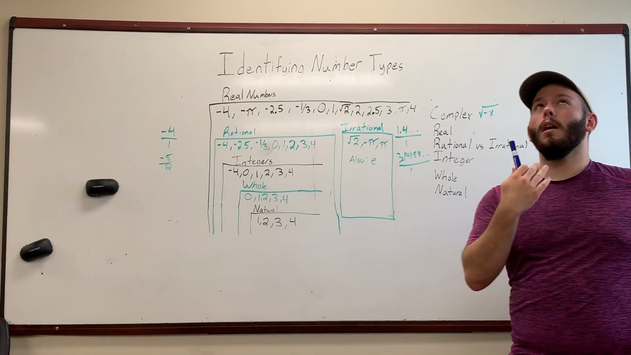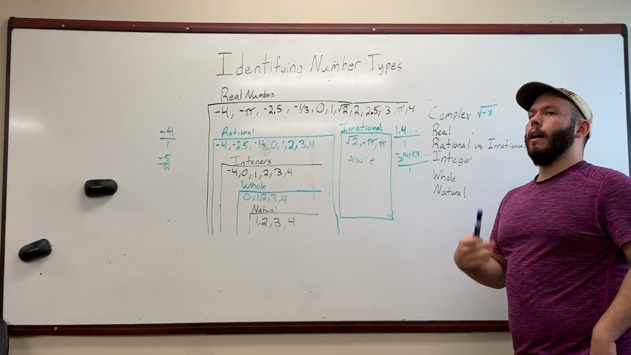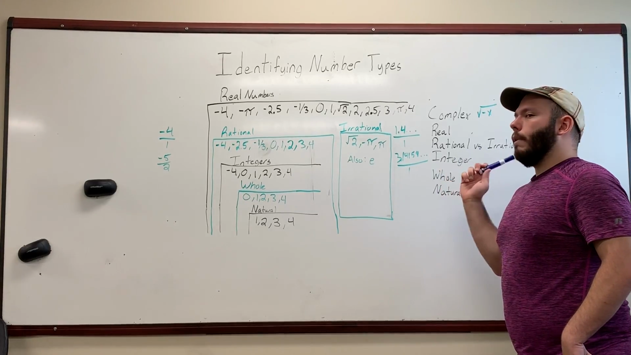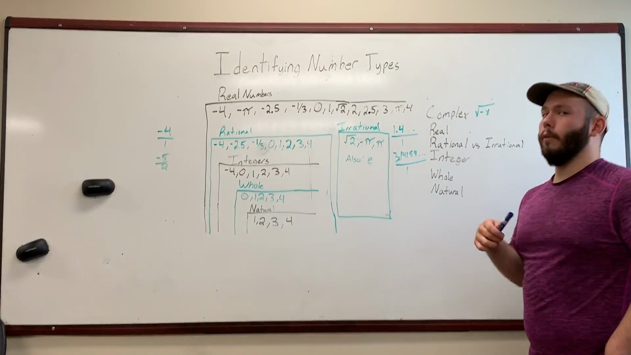A more classic example would be pi. Pi is 3.14159 going on from there with a non-repeating decimal. So we can't make a whole number fraction from pi. So it's also considered an irrational number.